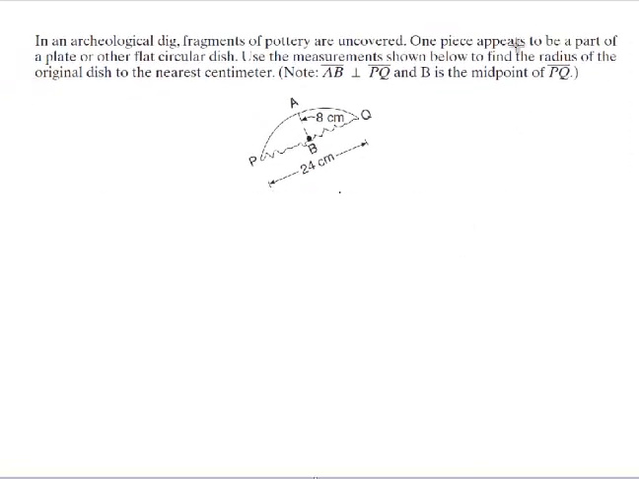In an archaeological dig, fragments of pottery are uncovered. One piece appears to be part of a plate or other circular flat dish. Use the measurement shown below to find the radius of the original dish to the nearest centimeter.